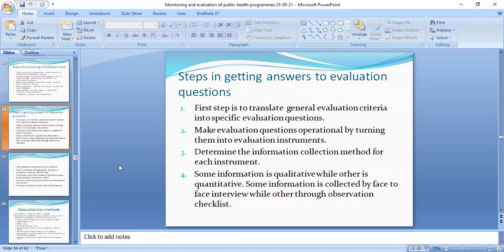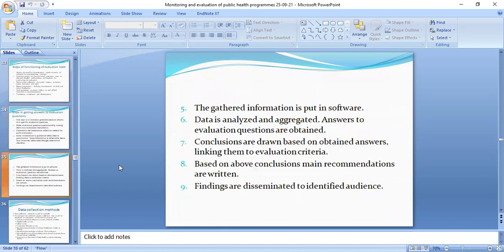Now the steps in getting answers to the evaluation questions. First step is to translate general evaluation criteria into specific evaluation questions, make evaluation questions operational by turning them into evaluation instruments, and determine the information collection method for each instrument. Some information is qualitative while other is quantitative. Some information is collected by face-to-face interview while other through the observation checklist.